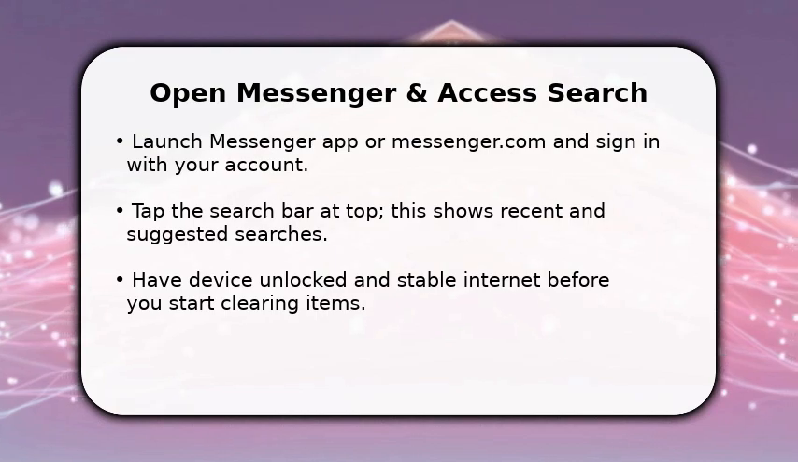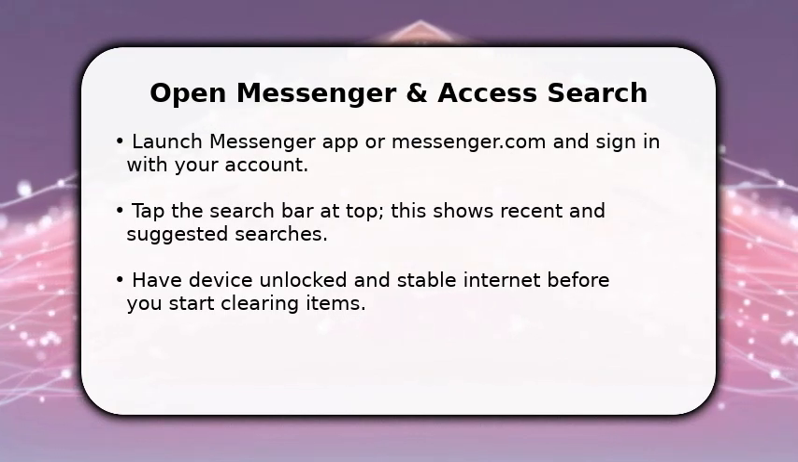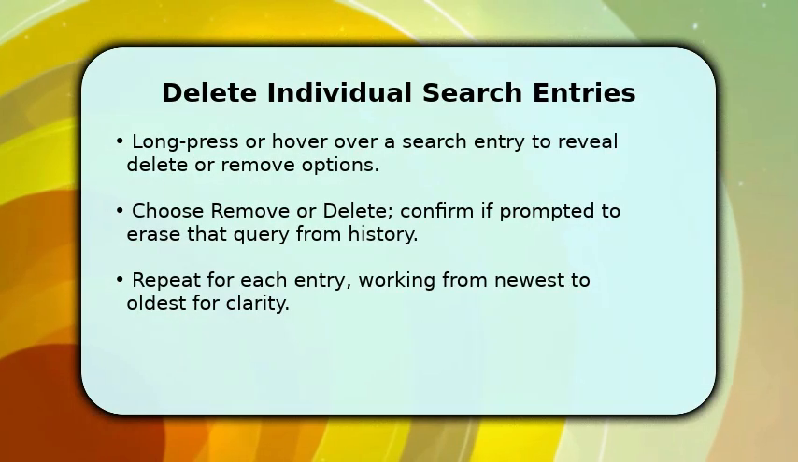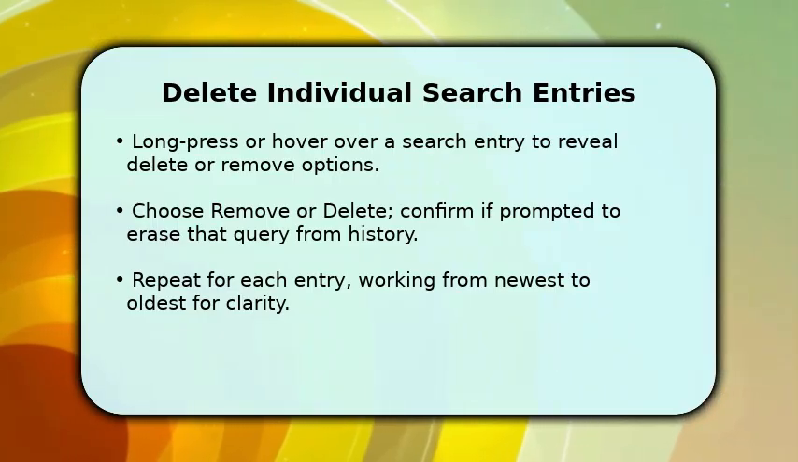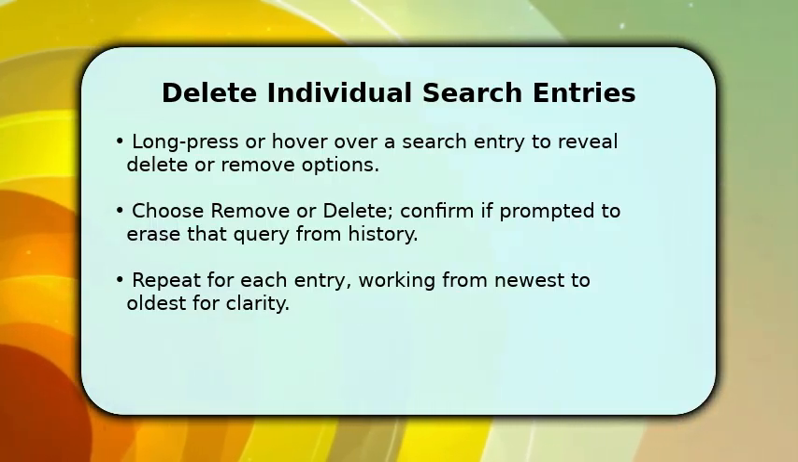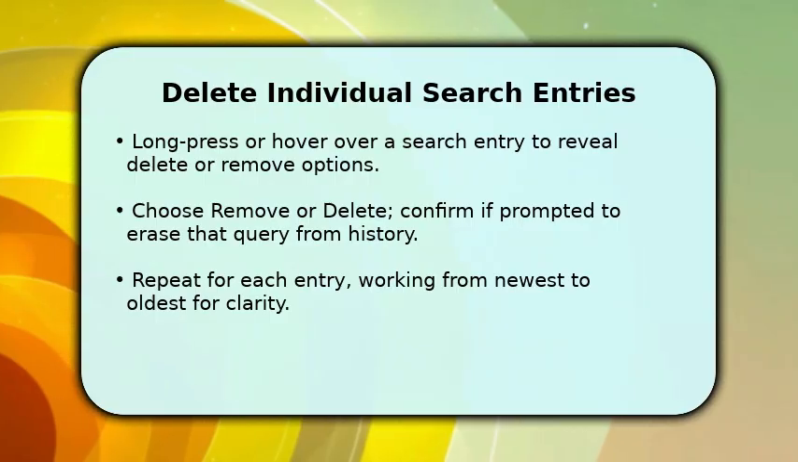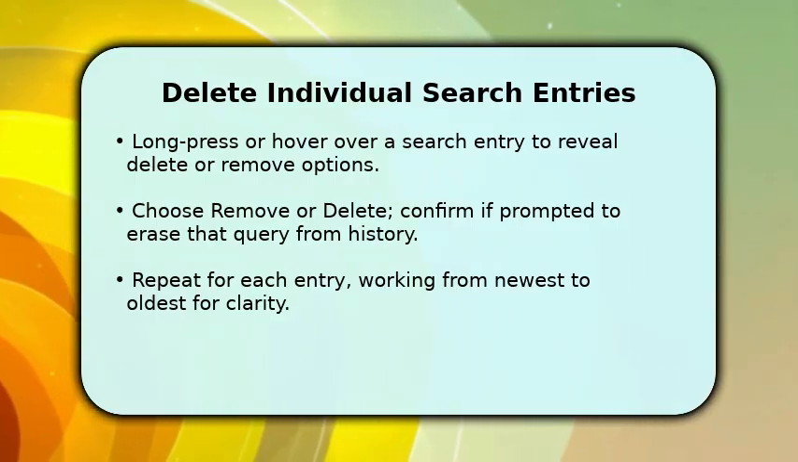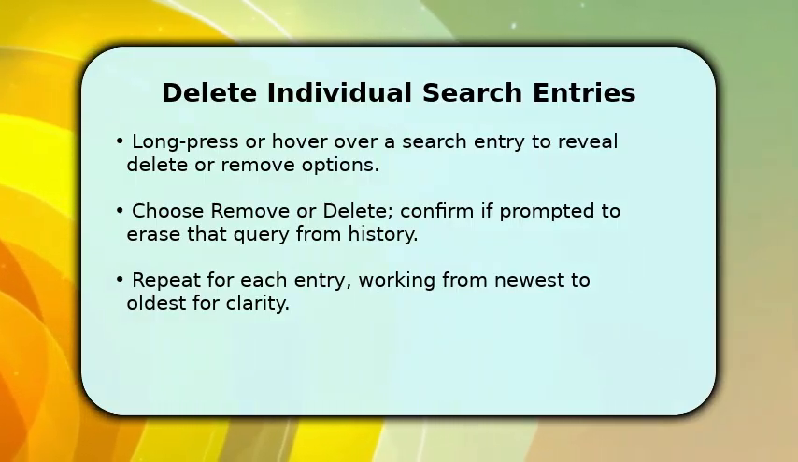Once an entry is visible, long press on mobile or hover and click the three-dot menu on desktop to reveal remove options. Select remove or delete and confirm when prompted. This eliminates that specific search from your local and account history.